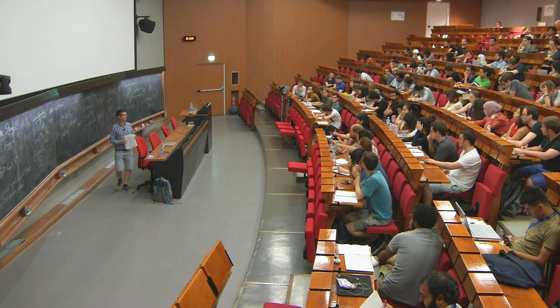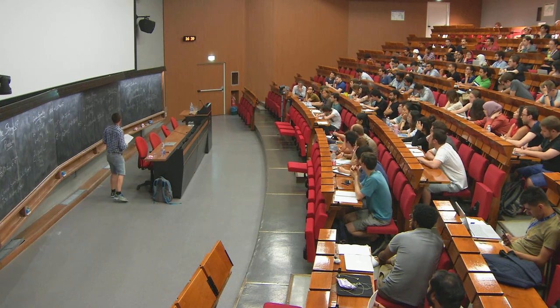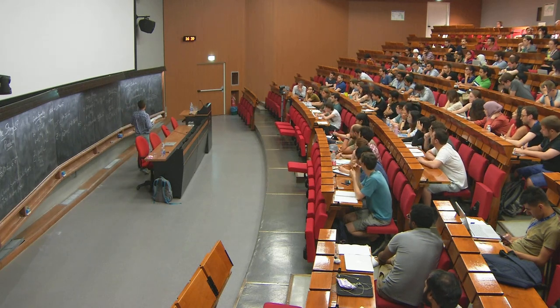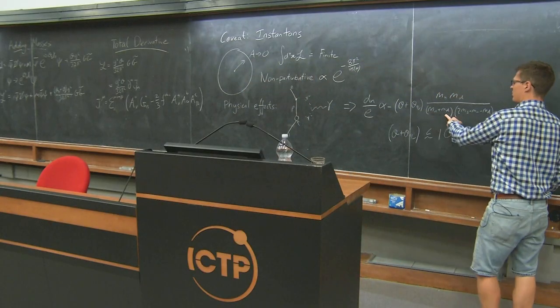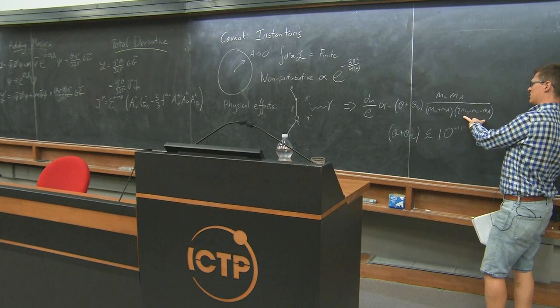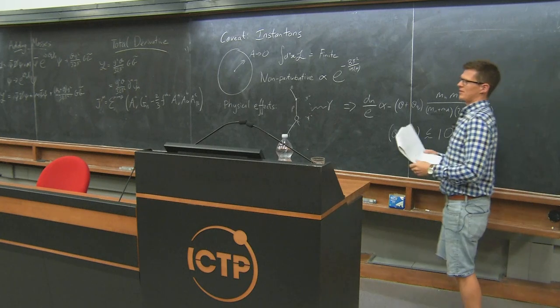Yep. Can you just clarify the denominator? Sorry, yes. Well, it's in the lecture notes online as well, so don't worry too much about taking detailed notes. But m up plus m down, and this is 2m strange minus m up minus m down.